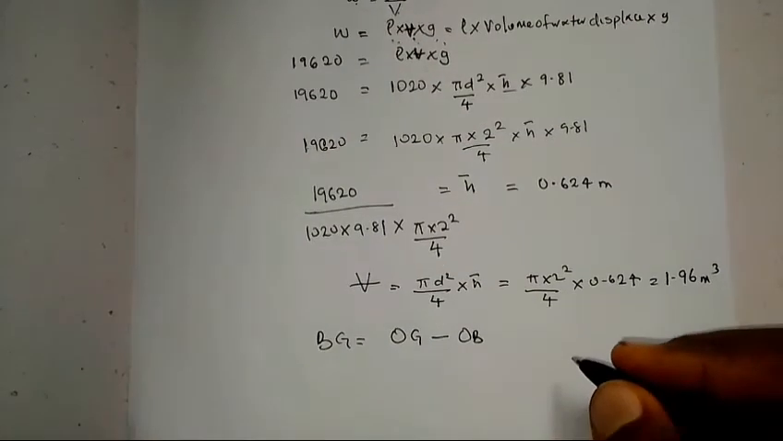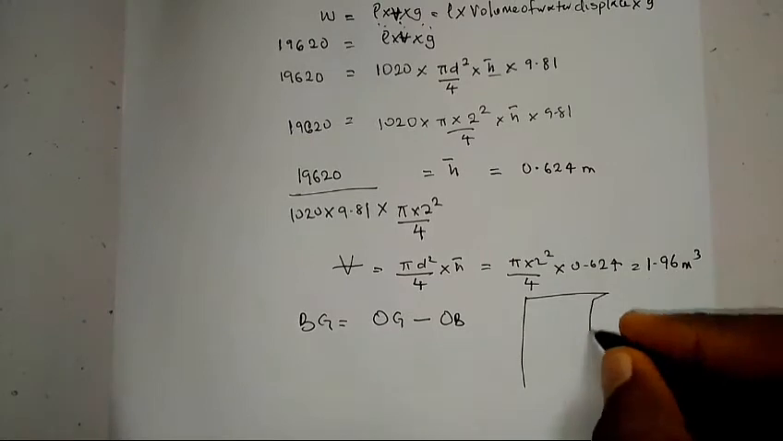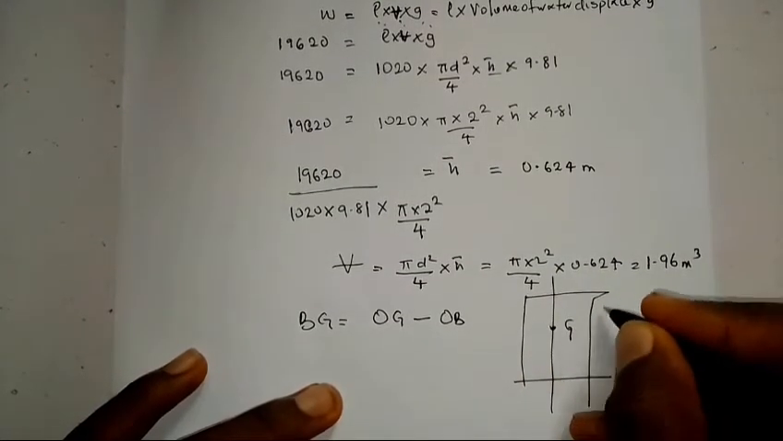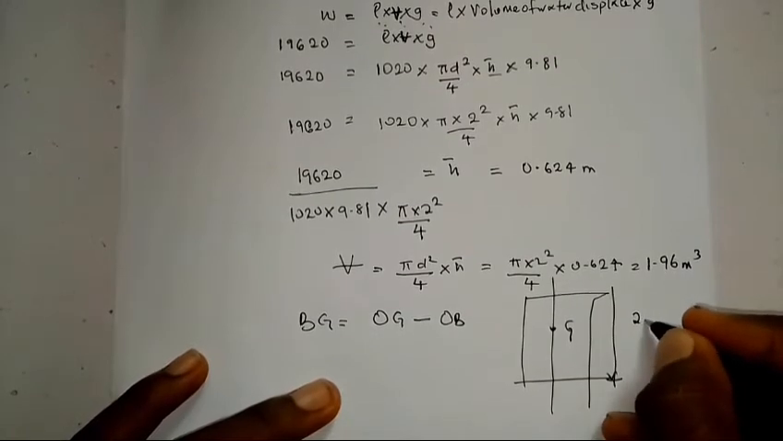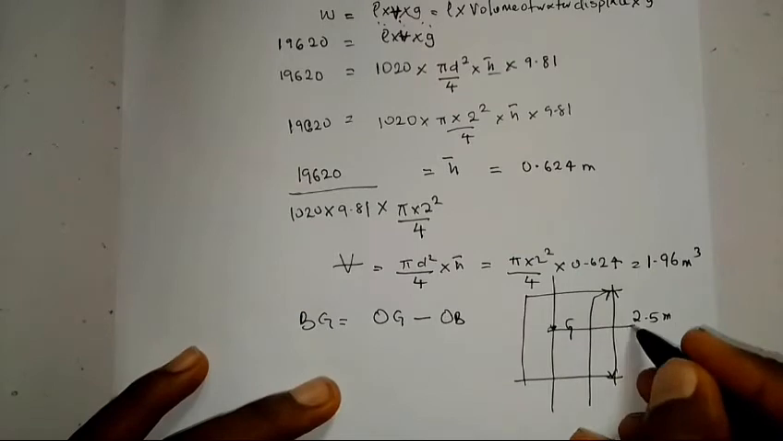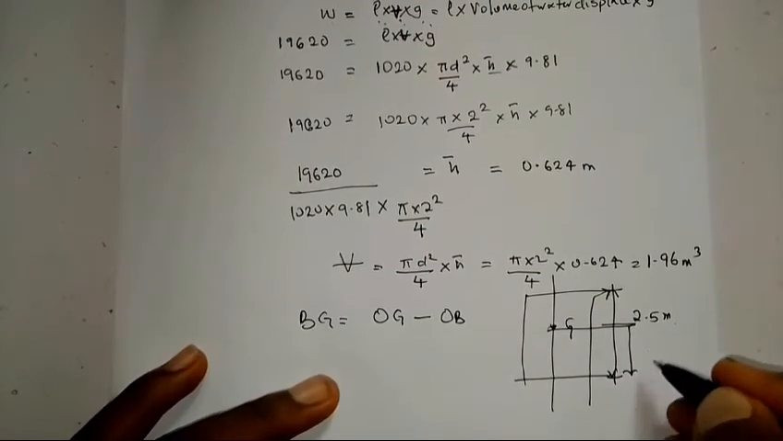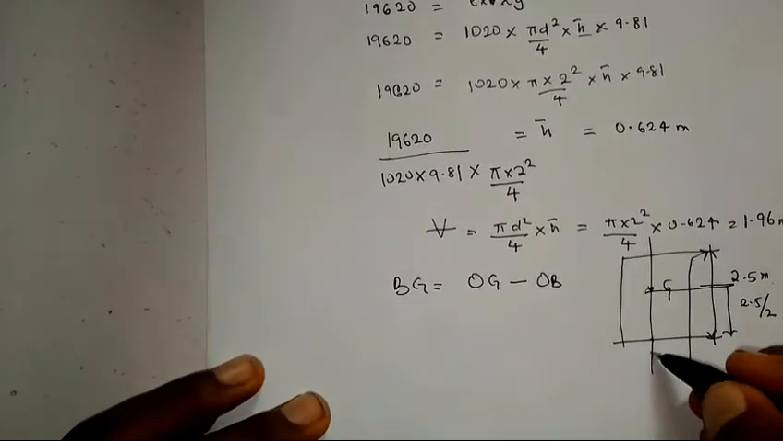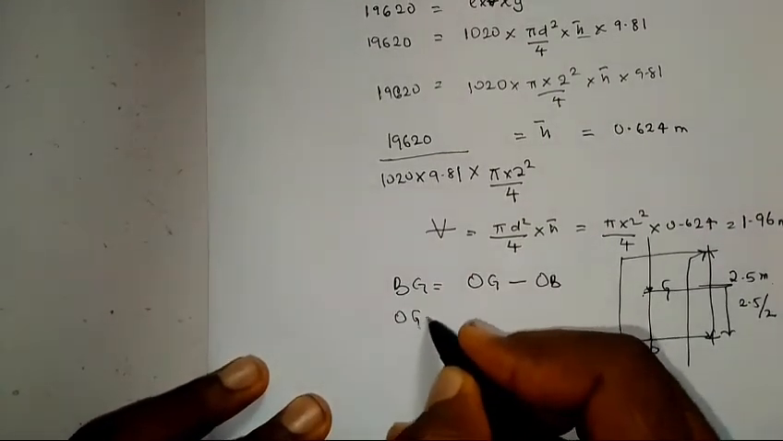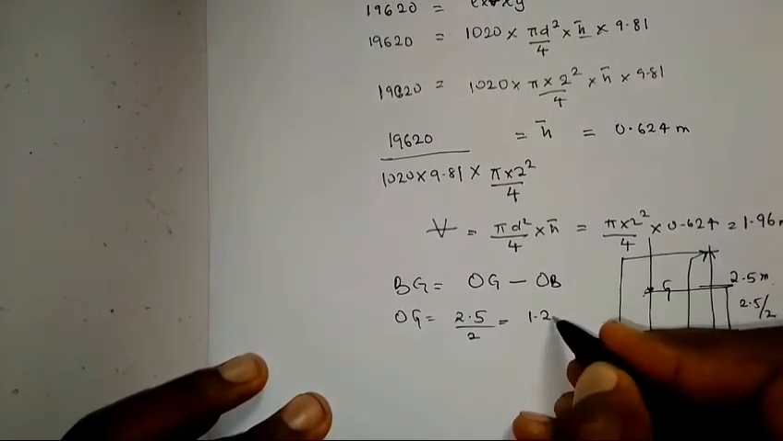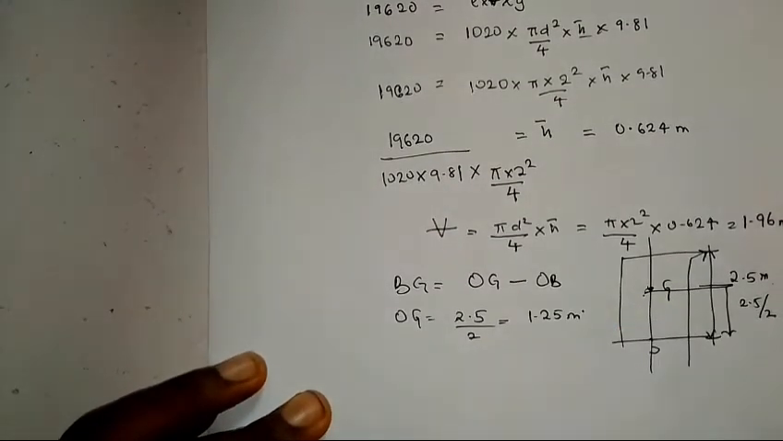Since the height of my cylinder is 2.5 meters, my center of gravity will be at the center of my height, which is 2.5 divided by 2. So my OG, that's the distance from here to here, is 2.5 divided by 2, which gives me 1.25 meters.